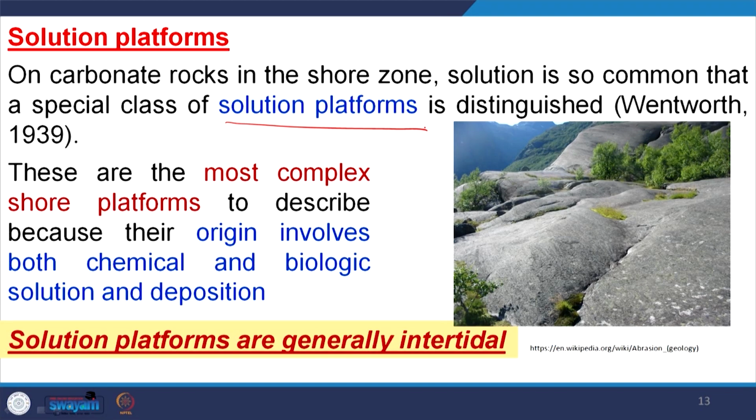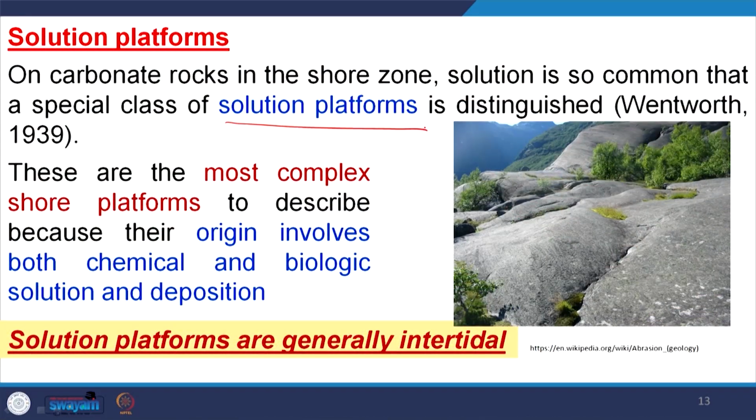A solution platform may be very smooth or very rough, depending upon the degree of weathering and erosion. These are the most complex shore platforms to describe, because their origin involves chemical and biological solution and deposition. So on this platform there will be solution, that is removal, and there will be deposition by algal action. That means we get undulating, rolling topography. The removal is due to chemical action, and the deposition, the mound formation, is due to biological action.